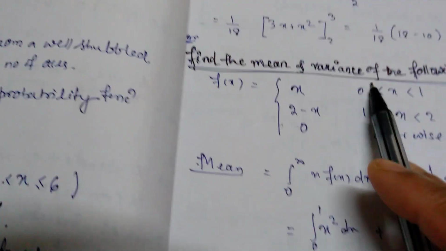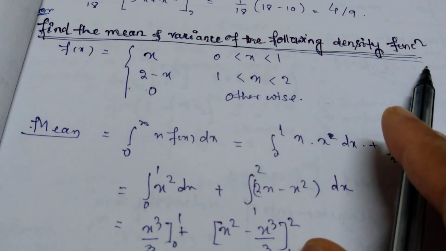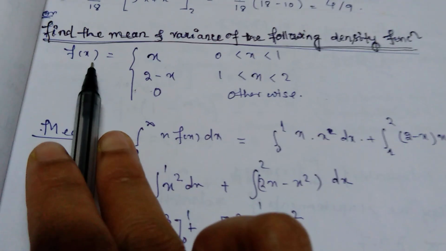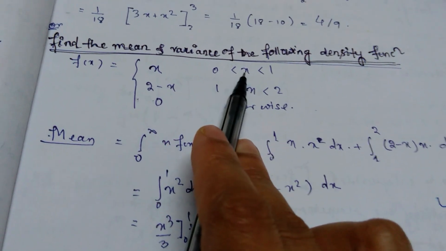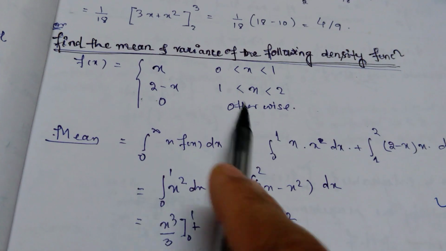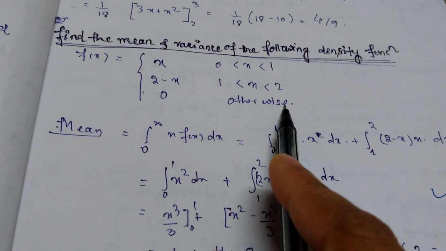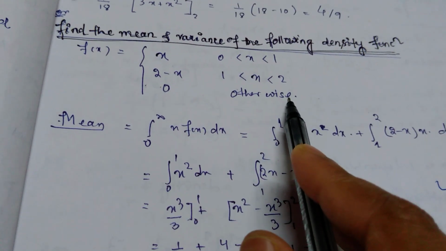Now let us discuss another numerical. Find the mean and variance of the following density function. F of x is given here. F of x is equal to x for 0 less than x less than 1, 2 minus x for 1 to 2, and 0 otherwise. What you have to evaluate here? Its mean and variance. It is already given that it is a density function.